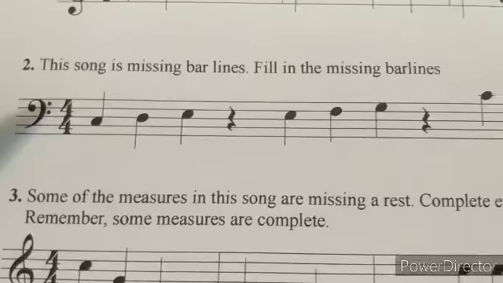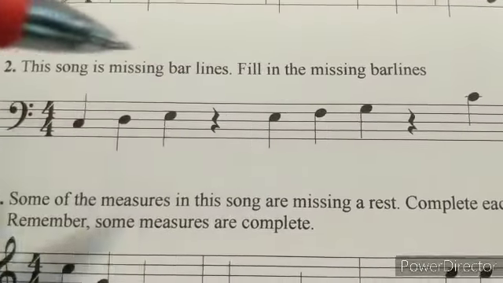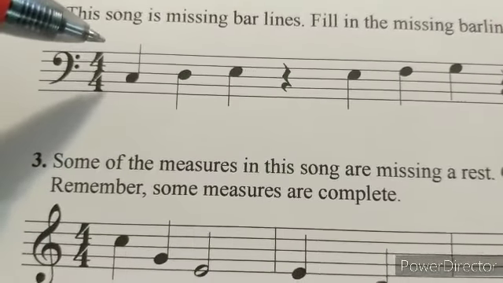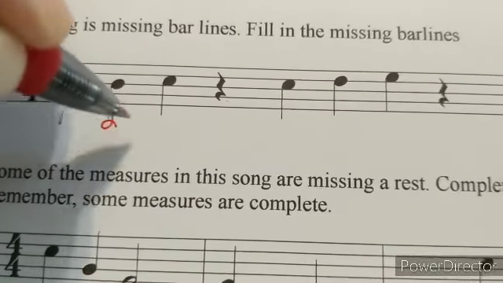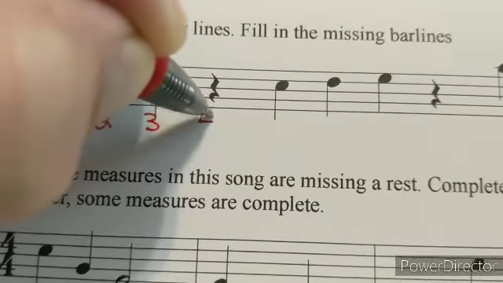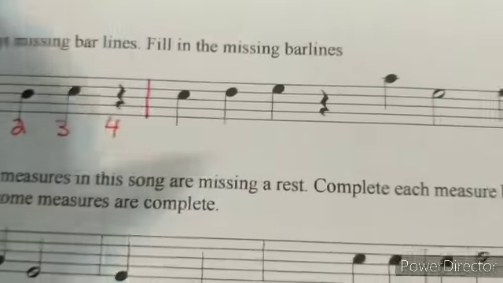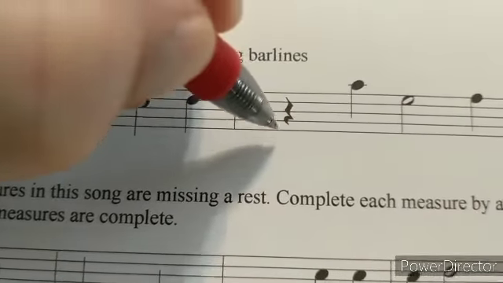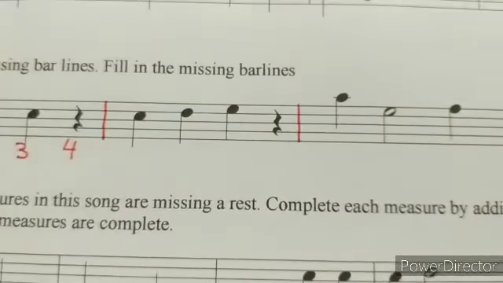Now looking at 2, this song is missing bar lines. Fill in the missing bar lines. So every time we hit beat 4, we should put a bar line. So we have 1, 2, 3. A quarter rest is worth 1 beat, 4. So now we put our bar line. Taking a look here, we have 1, 2, 3, and a quarter rest is 4. So we put that right here.